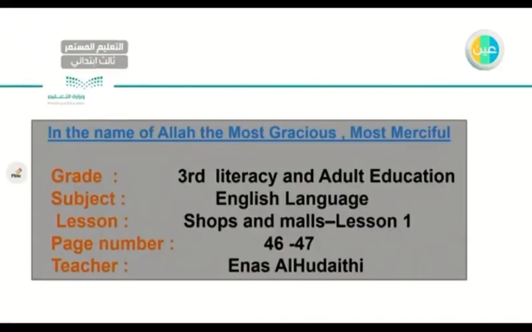I hope you have your books ready because today we will start our new and last lesson, a unit in our book. The name of the unit is called Shops and Malls. Shops and Malls, okay? This is the first lesson, lesson number 1. You will find it in your books at page 46 and 47. Remember, this is our last unit, so let's start.